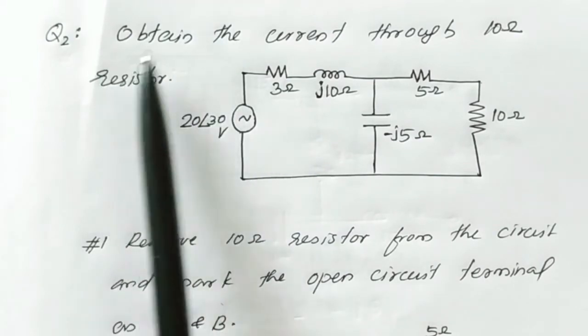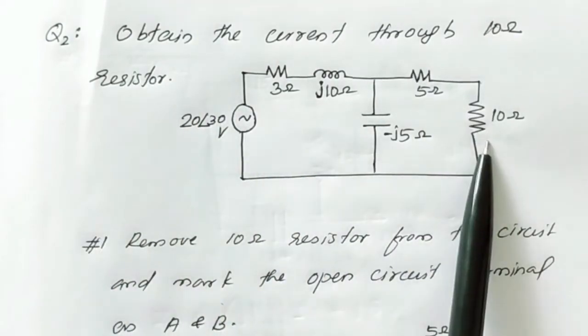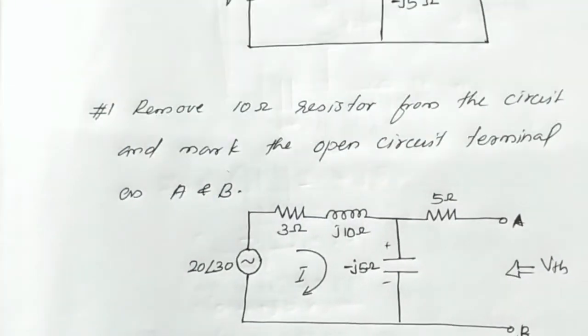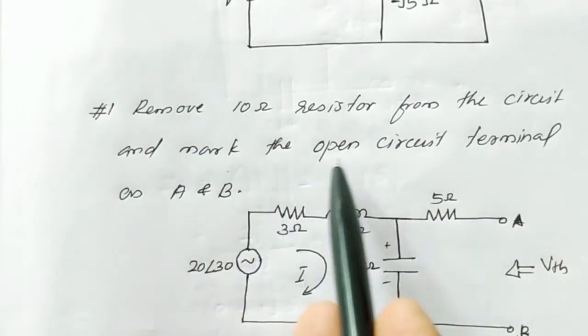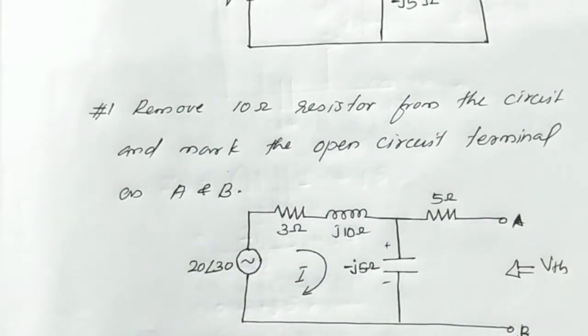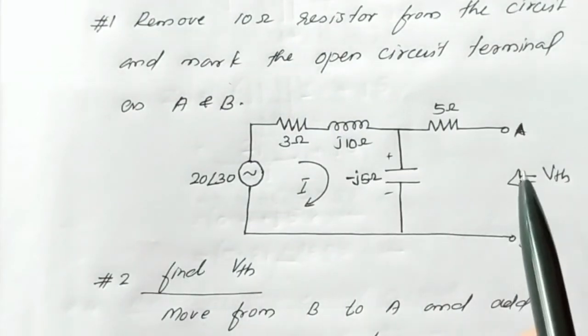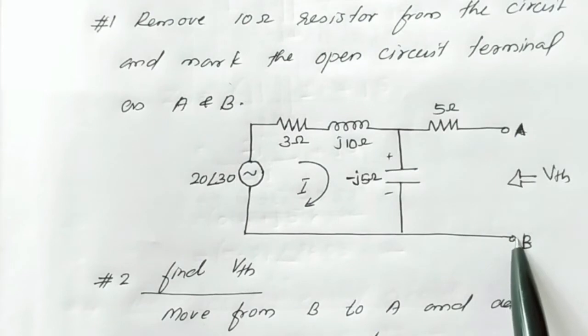Coming to the second problem, here we have only one independent voltage source. Here we need to obtain the current through the 10 ohm resistor. So the first step in Thevenin's theorem is to remove the 10 ohm resistor from the circuit and mark the open circuit terminals as A and B. This is the corresponding equivalent circuit, where we removed the 10 ohm resistor from the circuit.